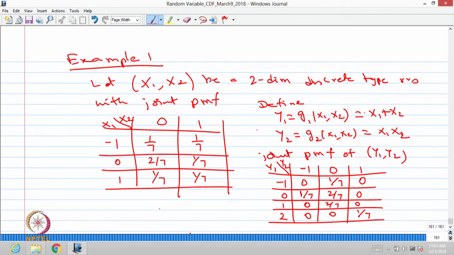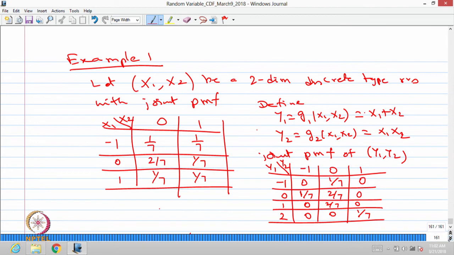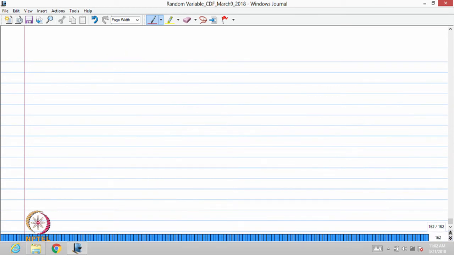So, that can be written in the previous slide. K has to be less than or equal to n. You can get the joint probability mass function of yi's, where i is running from 1 to k. This is a very easy example. Now, we will go for a little different example.